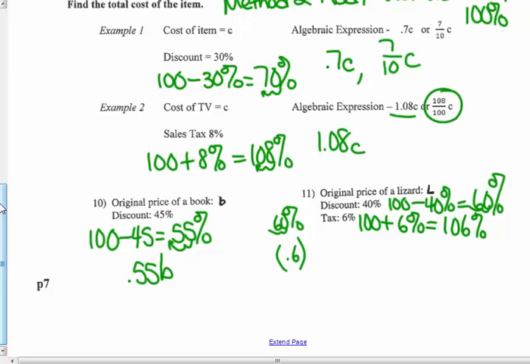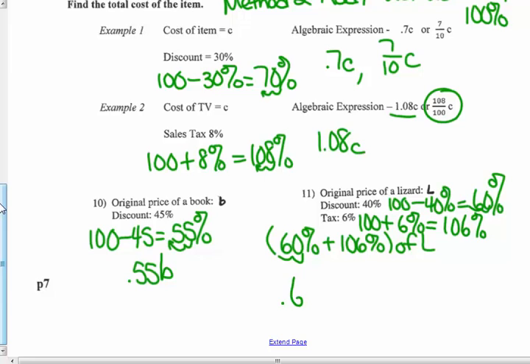And my tax, my 106%, I'm going to make some more room here. So my 60%, plus I've got to add my tax on. And I've got to find those percents of the lizard, whatever the cost of the lizard is. So moving my decimal back, I'm going to have 6/10 for the discount, because that's what it's costing me, 60%, times my 106%, move it back to 1.06, times the cost of the lizard.